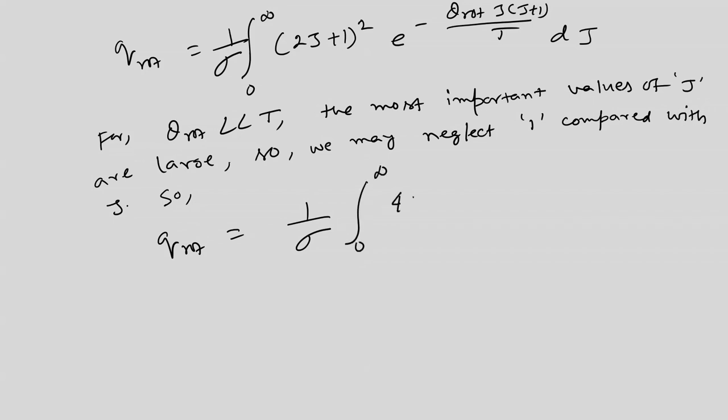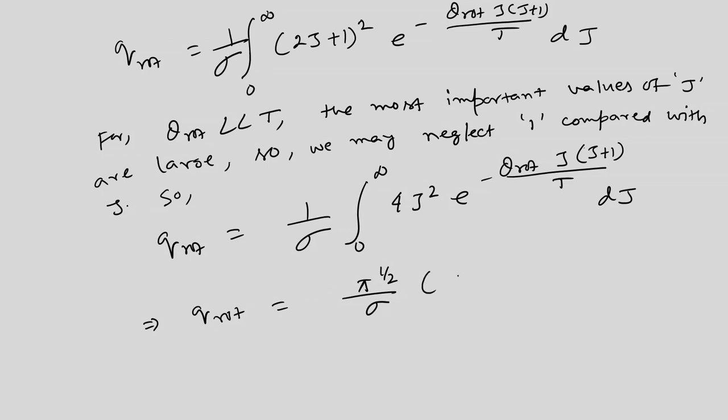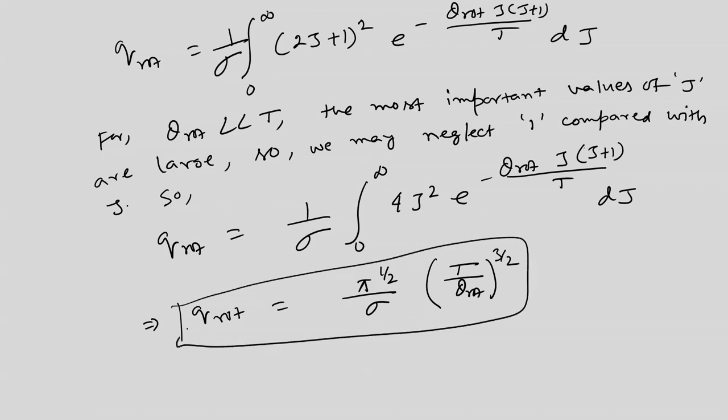So, we can write Q rotational is 1 by sigma, integral from 0 to infinity of 4 J squared e to the minus theta rotational times J times J plus 1 by T times dJ, and if we carry out the integration, we get Q rotational is pi to the half by sigma, T by theta rotational to the 3 by 2. Okay, so, this is the expression for the rotational partition function for spherical top molecules.